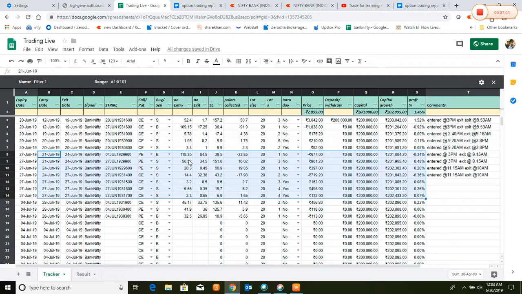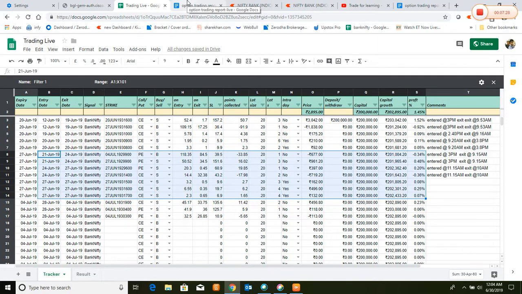And then what is the price that we entered and the price we exited, the default stop loss of at least 3 times, points we collected, lots we executed, the capital currently, and the range up and down, all those things will be shown here. The entry time and exit time will be shown in the comments. If there are any other comments, we will be updating them here. So this is a useful tracker to track each price and update.